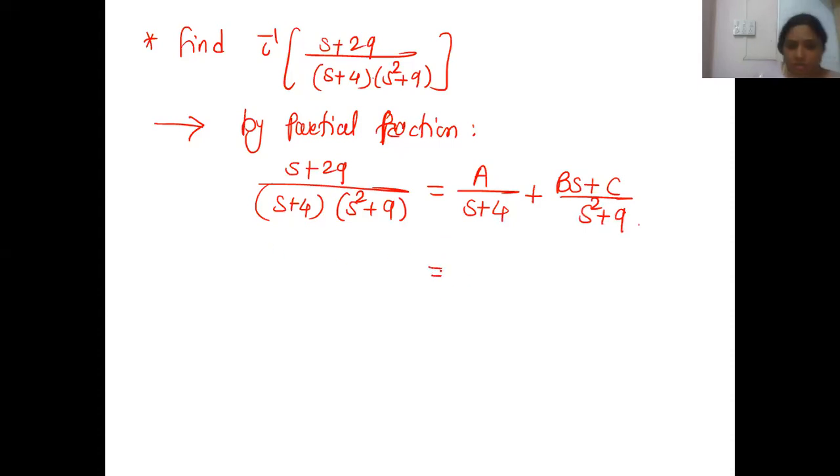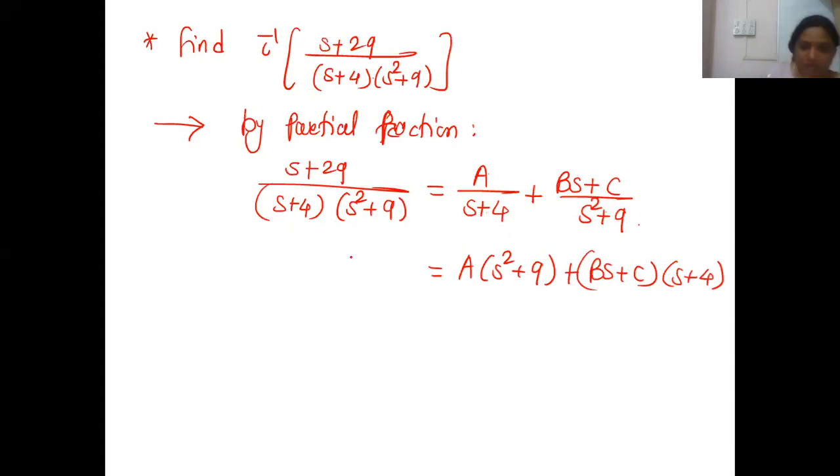Now we have to solve this. So to solve, just cross multiply. This into this. A into s square plus 9. Plus this into this, bs plus c into s plus 4 upon s plus 4. Both get multiplied, and here also the denominator is multiplied. So the denominator on both sides gets cancelled. It is equal to s plus 29, the numerator. Okay? Yes. Right. So next you just solve this. This you can solve by substituting some values of s. If you put s is minus 4, you will get one value. You can substitute values or you can just open this, compare and solve.